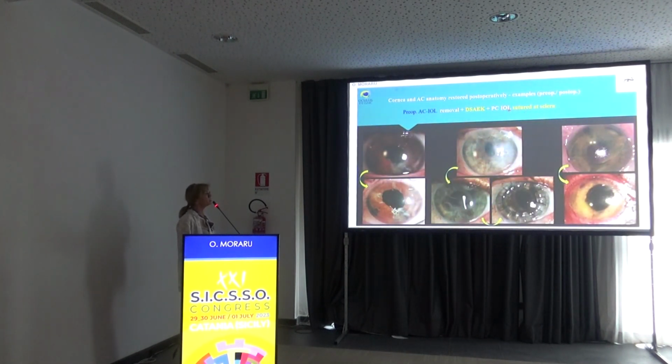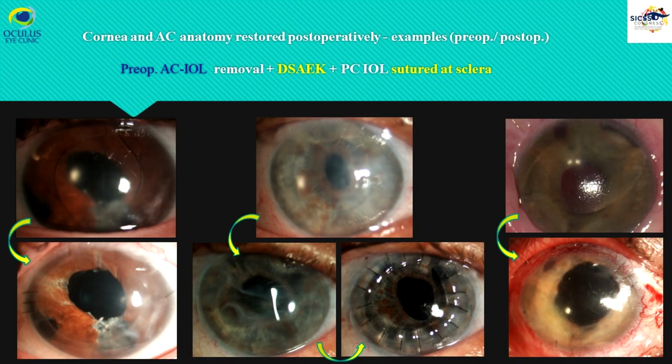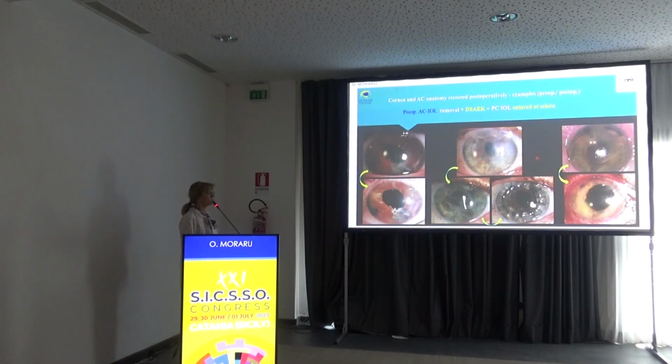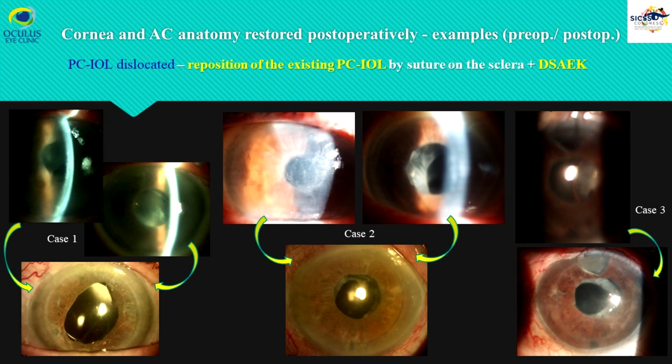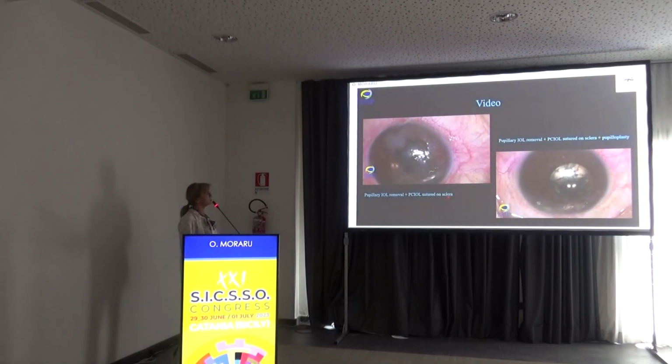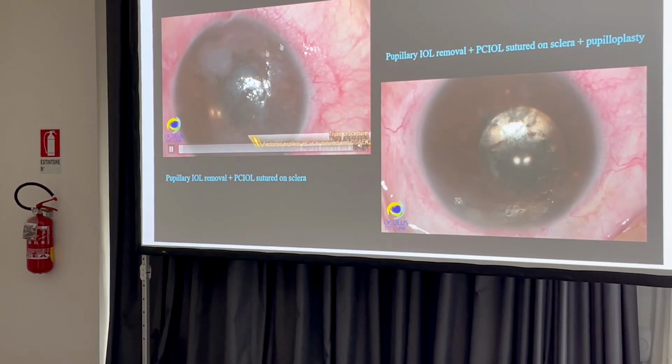And here we had also IOL sutured at sclera, but this time we had anterior chamber IOLs. This is a case who required afterwards a second transplant, which was a PK. And the third group, these are three cases of old patients over 80 years old with dislocated posterior chamber IOL. You can see here the limit of the bag and the IOL and how they looked post-operatively in these combined procedures.